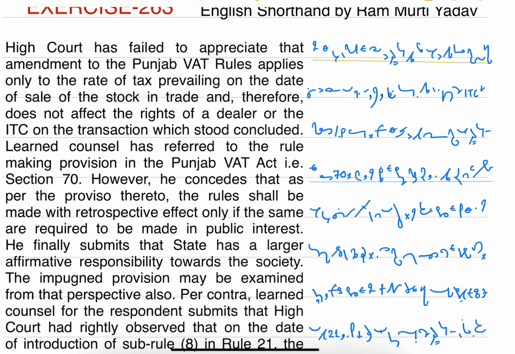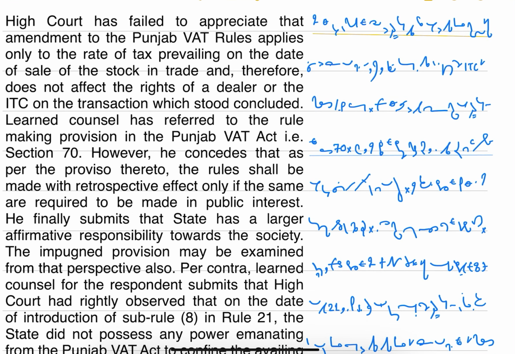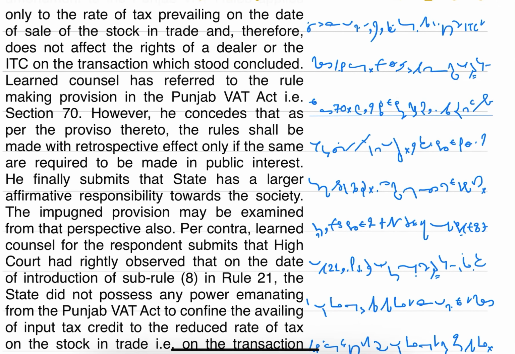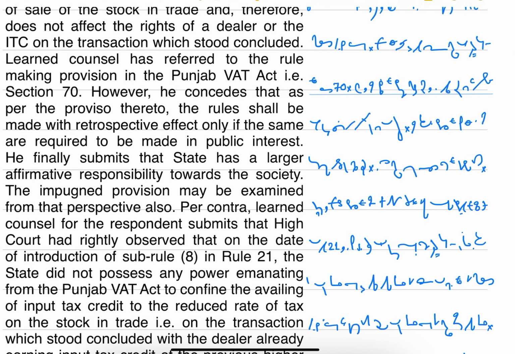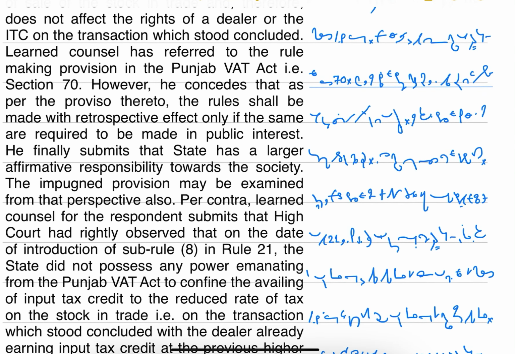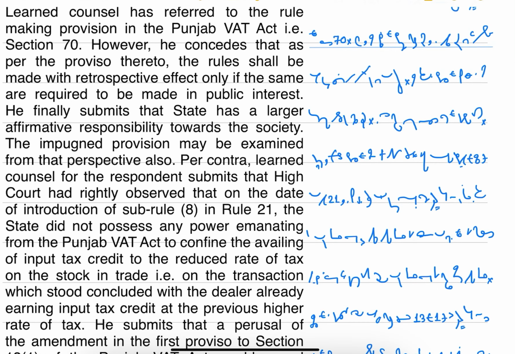Learned Counsel has referred to the rule making provision in the Punjab VAT Act, that is Section 70. However, he concedes that as per the proviso thereto, the rules shall be made with retrospective effect only if the same are required to be made in public interest. He finally submits that the state has a larger affirmative responsibility towards the society. The impugned provision may be examined from that perspective also.